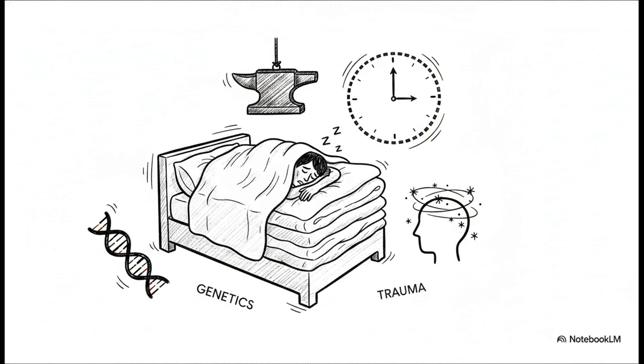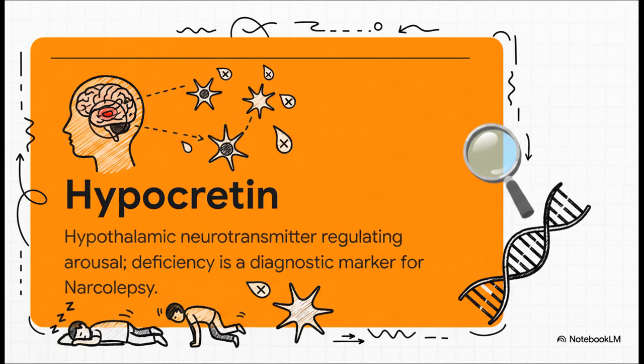What's incredibly interesting from an etiological standpoint is that this persistent condition, which often has this insidious onset between ages 15 and 25, can actually be driven by viral infections, head trauma, or even genetic autosomal dominant inheritance. Now, a highly specific and well-known variant of hypersomnolence is narcolepsy, affecting roughly 1 in 2,000 persons.